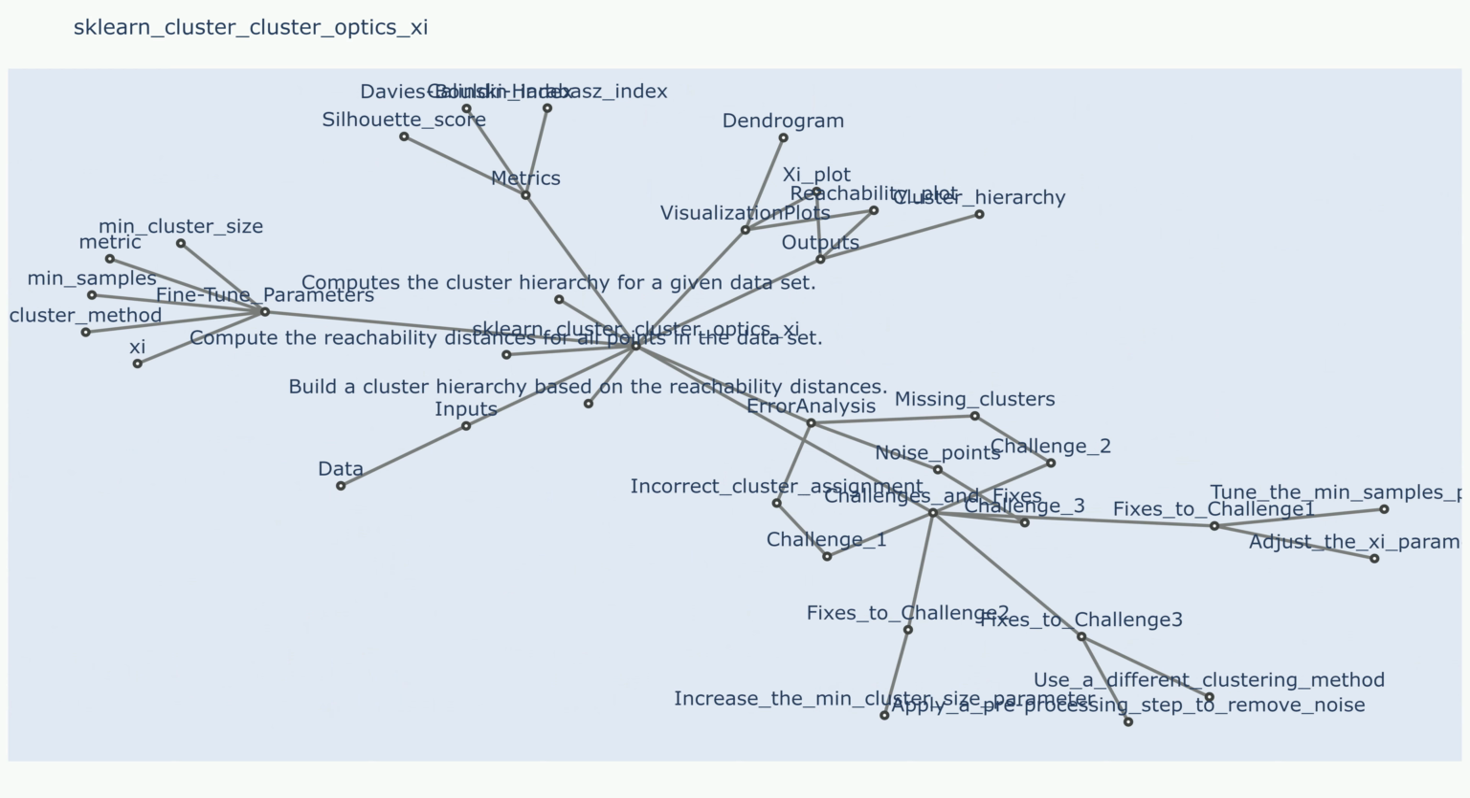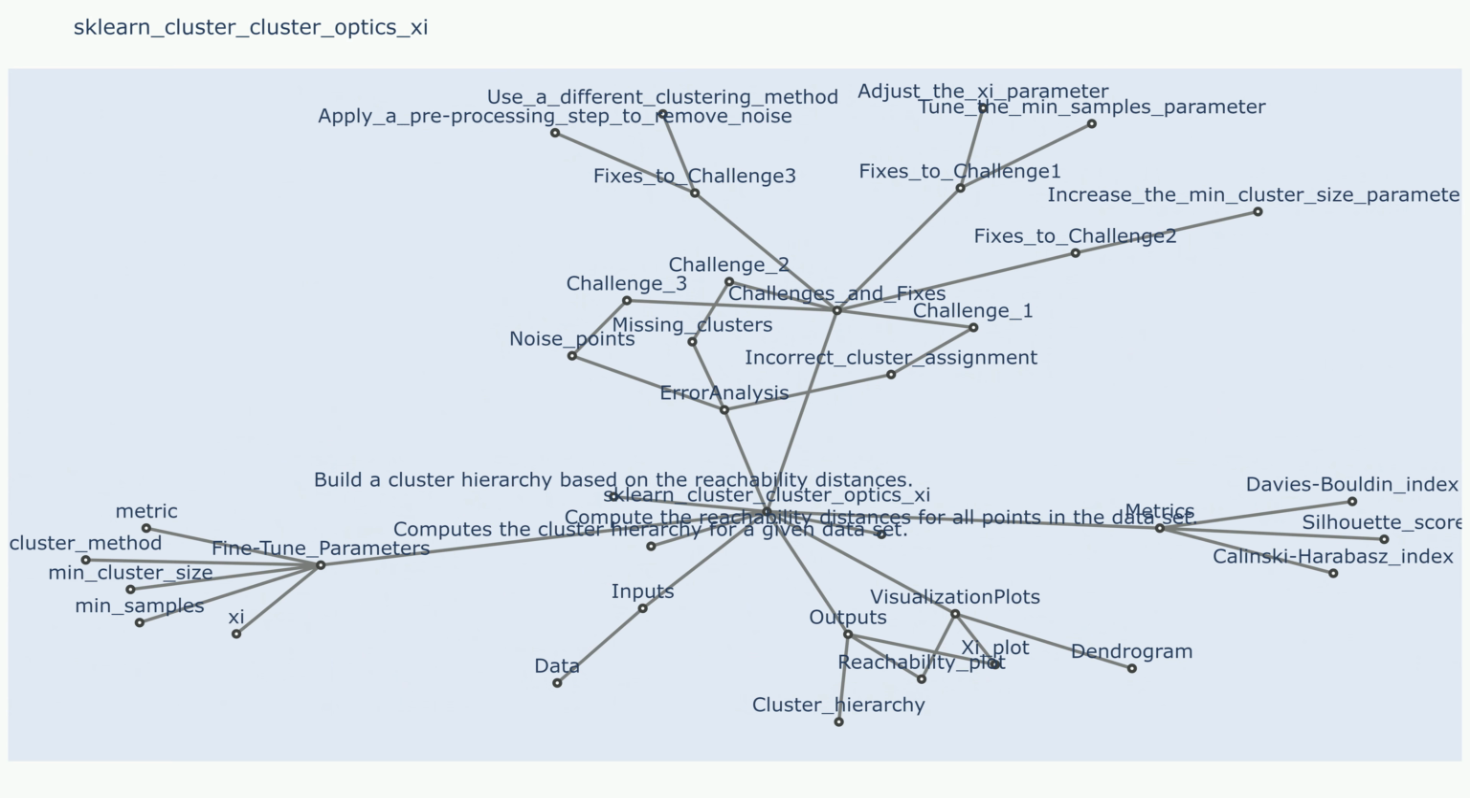Visualization plots. Reachability plot. This plot is a key output of the OPTICS algorithm. It visualizes the clustering structure of the data by plotting the reachability distance of each data point against its ordering in the cluster hierarchy.